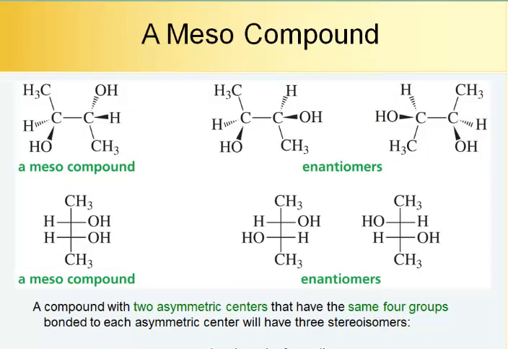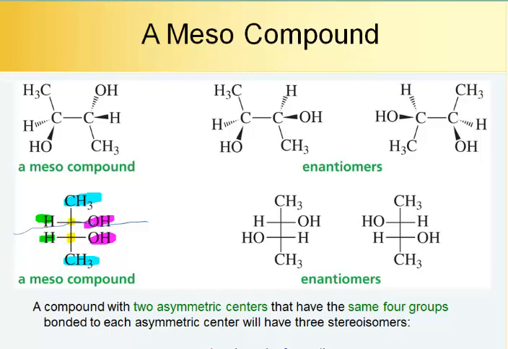Now, just as a rule of thumb that you might want to keep around on a cheat sheet or something, a compound that's going to have two asymmetric centers, look in here, that has the same 4 groups bonded to each asymmetric center. So we have hydrogen here, we have our alcohol group there, and we have our methyl groups. So we have a line of symmetry here. Now, this is a meso compound. It has a line of symmetry, but we have these 2 asymmetric centers.